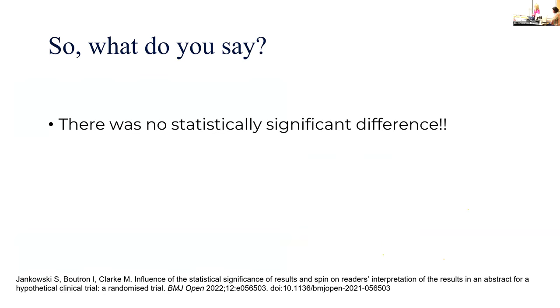So what do you have to do? Well, you have to say there's no statistically significant result. And if that's your primary hypothesis, then going on to spin your study by looking at other secondary analyses is misleading if you're using that to provide evidence that your primary hypothesis was significant.